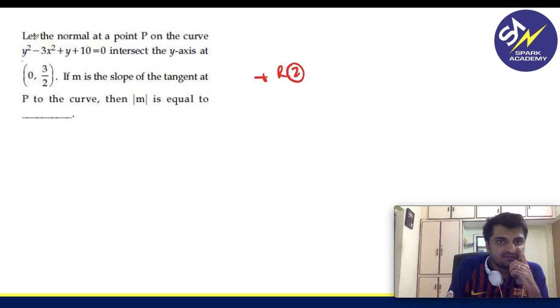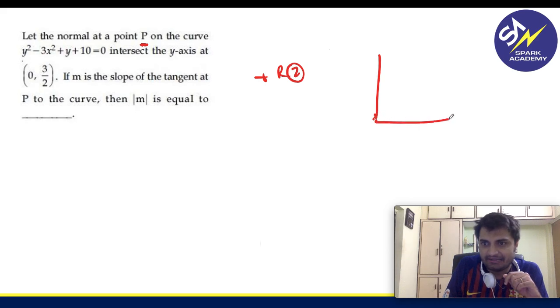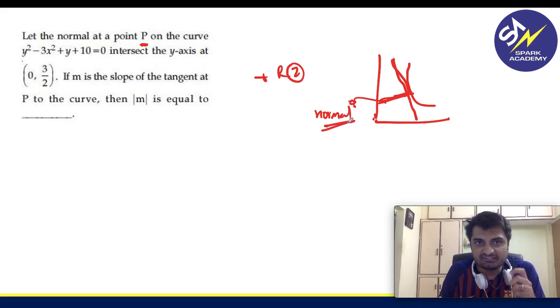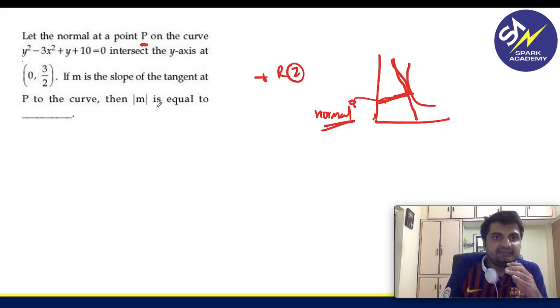Now look at this. If a normal at a point P on the curve, so there is a curve given, guys. Whenever you get a geometry type of question, we'll try to visualize. So this is the line. There is a normal which is given to us. This I will call the normal. It intersects the y-axis at this point.